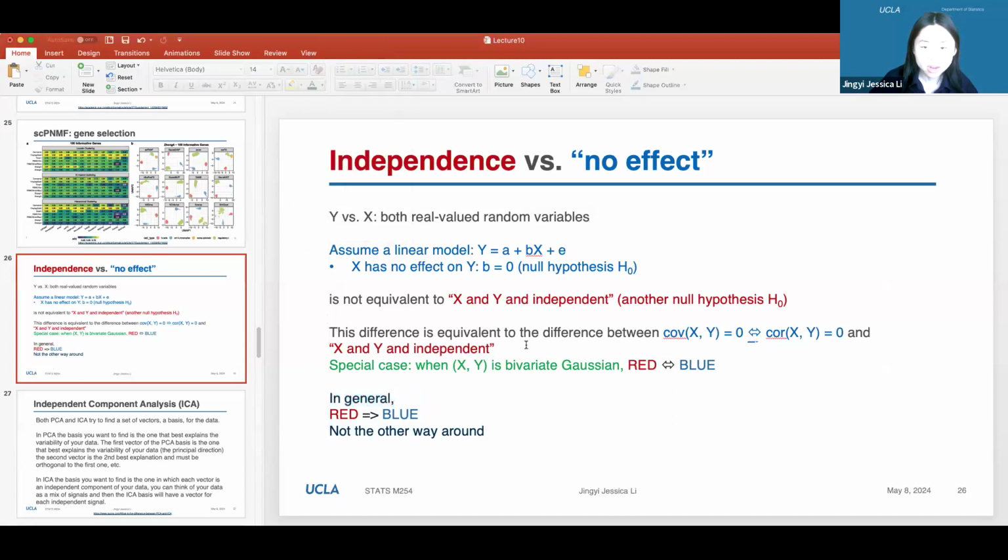Okay, so starting from my question, what is independence? I hope to clarify the difference between independence and no effect. Typically when people say no effect, they are talking about a regression setting. In the regression setting, the slope being zero is one way of saying there's no effect. I'm skipping a lot of more complex cases for regression, and we just focus on the linear model.